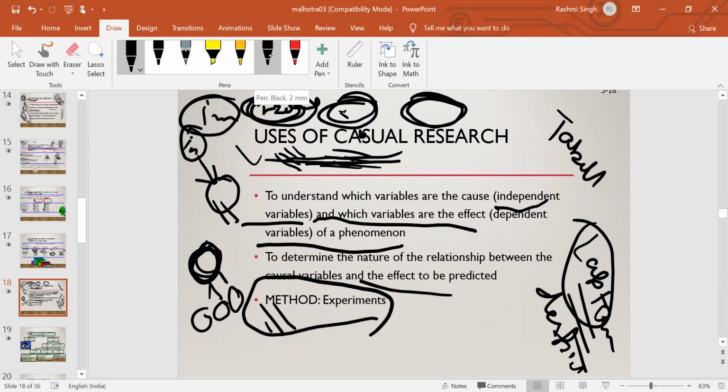Sometimes there will be a case that you will only perform exploratory research, sometimes you will only perform descriptive research, and sometimes you will only perform causal research. So these are the three different types of research design, and you have to choose as per the problem or as per the objective of your research.